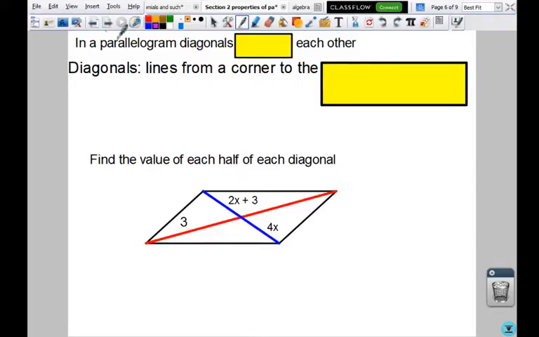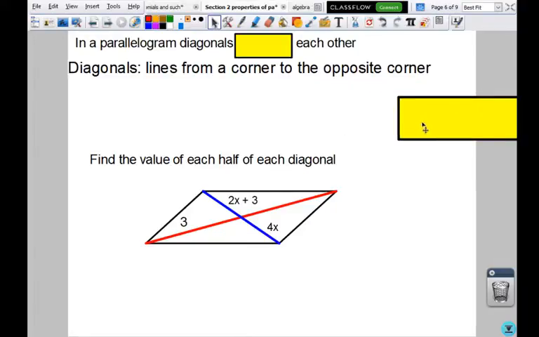Alright, one last piece. If we look at a parallelogram, the diagonals in a parallelogram, diagonals are lines that go from a corner to the opposite corner.